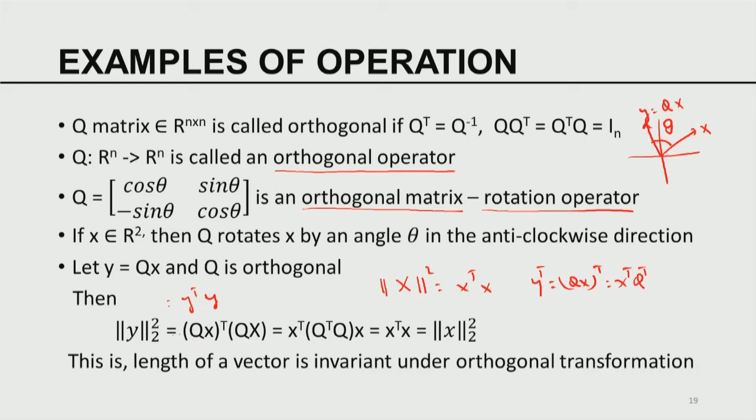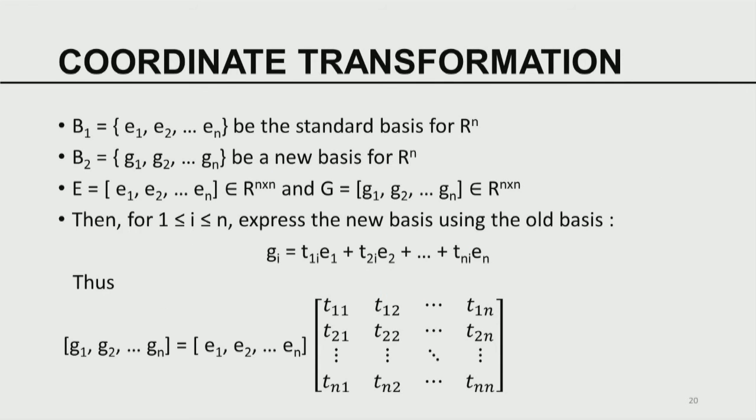Therefore, if I take the square of the norm of the vector Y, which is QX transpose times QX, this is X transpose Q transpose Q X. But by the property of the orthogonal matrix, Q Q transpose is Q transpose Q is I. Therefore it is X transpose X, that is the norm of X itself. So if Y is equal to Q of X and Q is orthogonal, even though Y is different from X, they share the same length. So orthogonal transformation preserves the length of the vector x. The length of the vector x is invariant under the orthogonal transformation, and that is the fundamental property of the orthogonal matrices.